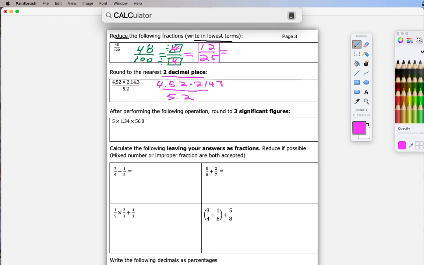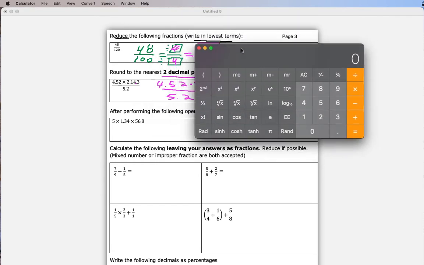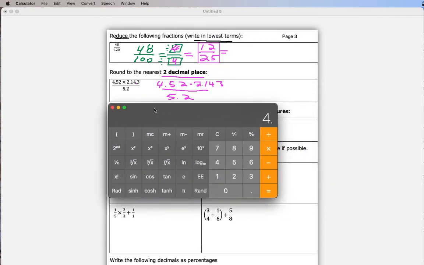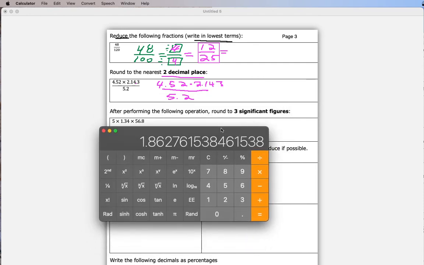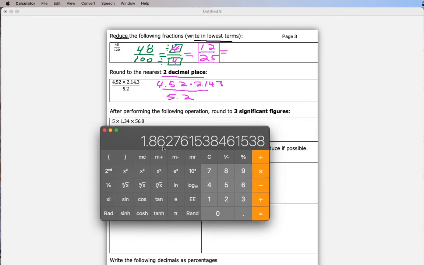So let's see, calculator. Let's take a look at our numbers. So we have 4.52, and it's going to be times 2.143. And now I'm going to divide that by 5.2. And I get this really crazy long number. But I want to round to 2 decimal places. So look at this. This is the first decimal place, 8. And then I have a second decimal place, 6.